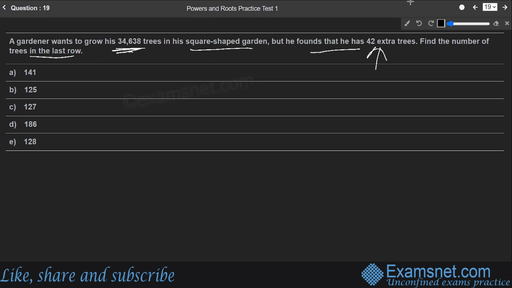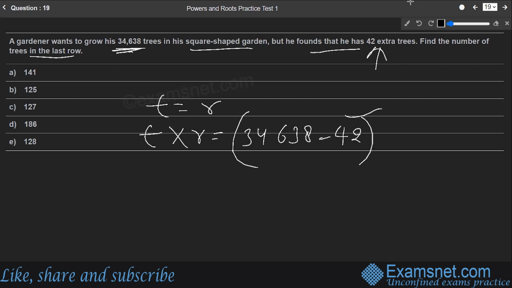One more thing, if it is planted in a square shaped garden, then each row will contain a similar number of trees as many rows are there. That means trees is equal to rows. Obviously the total number should be trees into rows, that should be 34638 minus 42. Why minus 42? Because the 42 have been left out. So the number of trees in each row multiplied by the total number of rows, the product should be this much.